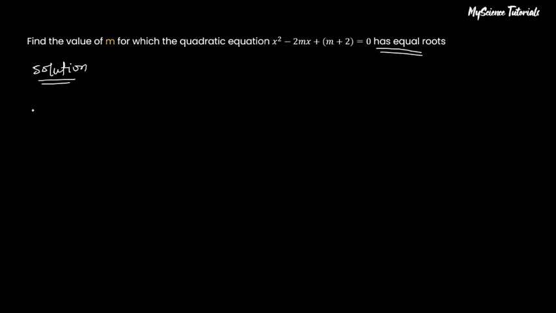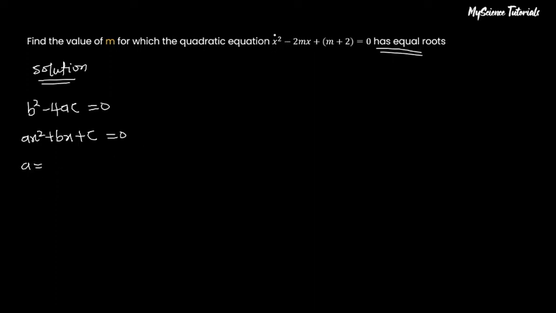So what that means is that we have our b squared minus 4ac, which is our discriminant, should be equated to 0, and that is the condition for us to have equal roots. Now that we've stated the condition, let's compare this equation to the general quadratic equation. That is, we have ax squared plus bx plus c.